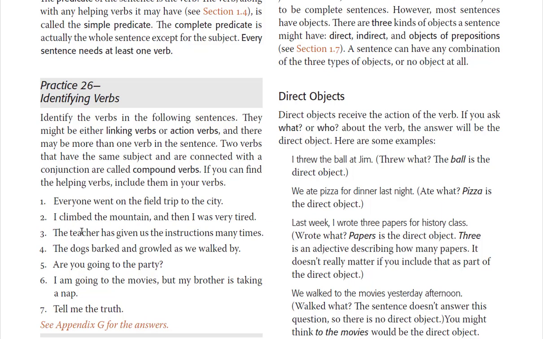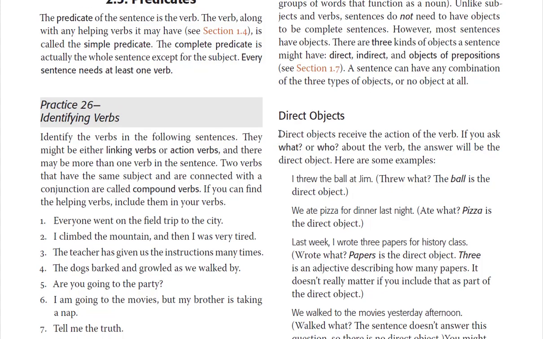Okay? I climbed the mountain and then I was very tired. Here, I is the subject, the verb is climbed, the mountain is the object: subject, verb, object. This whole thing is an independent clause. Then you have a coordinating conjunction, and I was very tired is another independent clause. When you have two sentences joined together with a coordinating conjunction, it's a compound sentence.